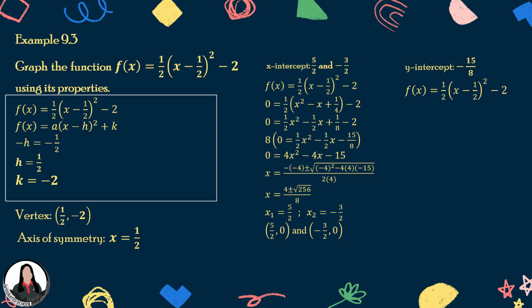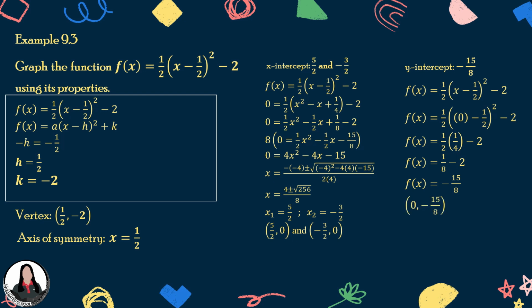Sa y-intercept naman, okay, so we set the value of x as 0. Substitute natin, f of x equals 1 half times 0 minus 1 half quantity squared minus 2. So, simplifying, we have 0 minus 1 half, and then squared, that is 1/4 multiplied by 1 half minus 2. So, f of x equals 1/8 minus 2. Simply, f of x equals negative 15 over 8. That's why our point is 0, negative 15 over 8.